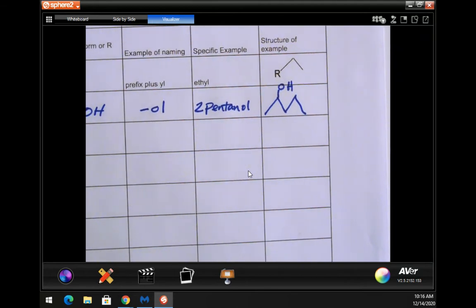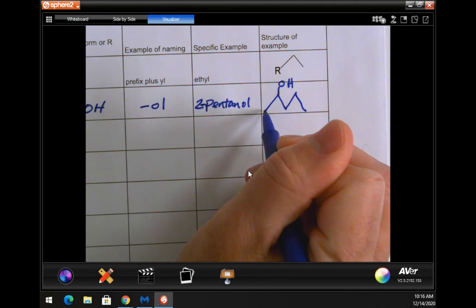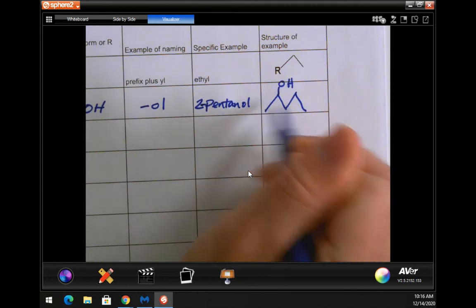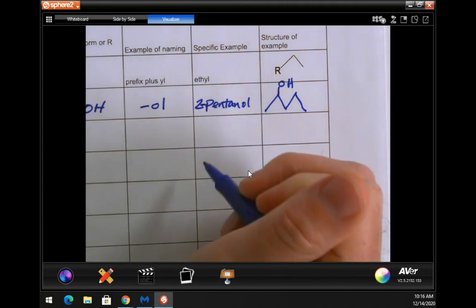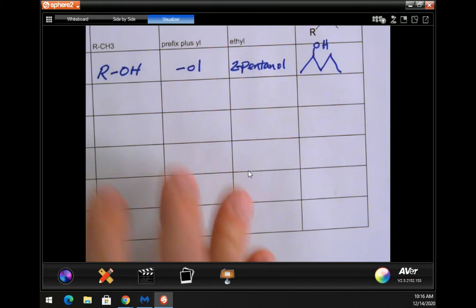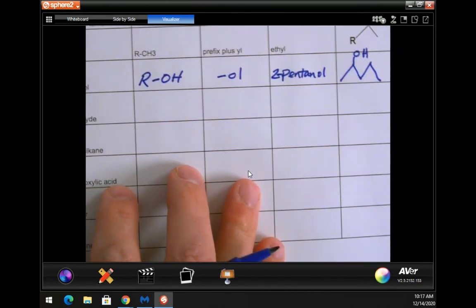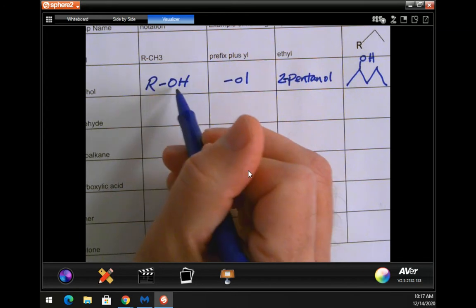So it's pentanol, 2-pentanol. 1-pentanol would just be off of the first carbon, and then 3-pentanol would be off the third carbon. Okay with that? Okay, aldehydes. Aldehydes have these carbonyl groups. Alcohols have the hydroxyl groups.